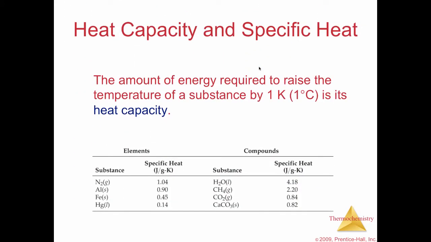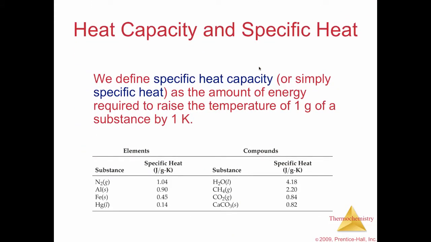The amount of energy required to raise the temperature of a substance by 1 Kelvin, or 1 degree Celsius, is its heat capacity. We can see several specific heat capacities in the table below. Notice that water has the highest specific heat capacity in the chart. This means that it requires a lot of energy to heat up a quantity of water compared to something like iron, which only has a specific heat capacity of 0.45 joules per gram Kelvin.